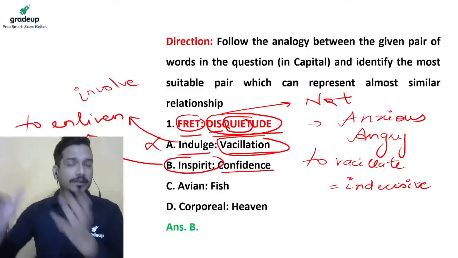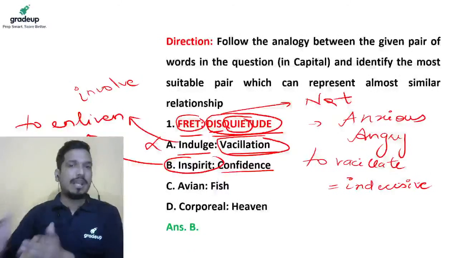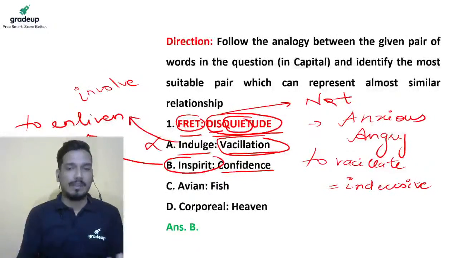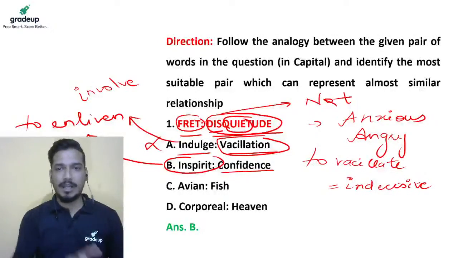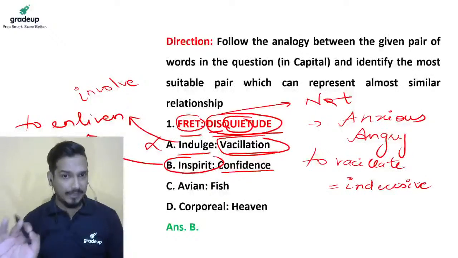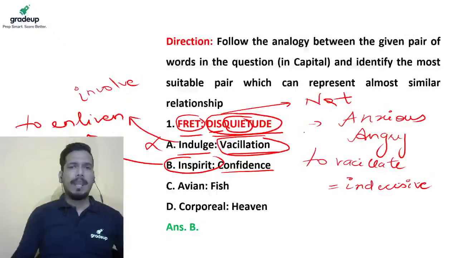the brigadier's speech inspirited the army. The brigadier's speech inspirited the army, right? So the speech gave some sort of life to the army, or instilled some confidence in the army. So inspirit and confidence are close synonyms. I mean, yeah, it could be an answer. Let's look into the next two options and then we will decide.